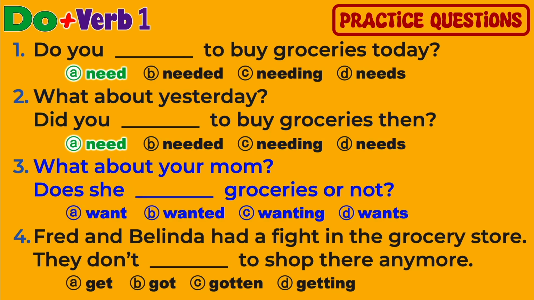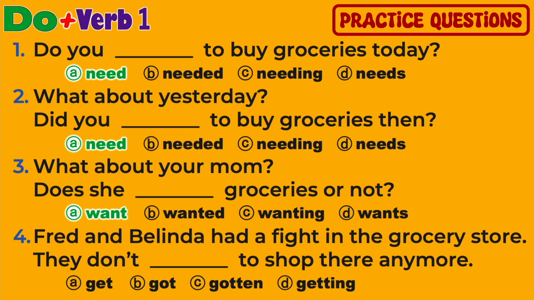Number 3. What about your mom? Okay, this is a mom question. Mom is a she, and we know he, she, it plus verb 5 with the S on the end, right? So maybe I'm thinking she wants. She wants. That sounds good. That must be the right answer. That is the wrong answer. Okay, so we already know that it's she, but our helping verb is does. Does is a do family verb. If we are using the do family, we need verb 1. Our correct answer is want.